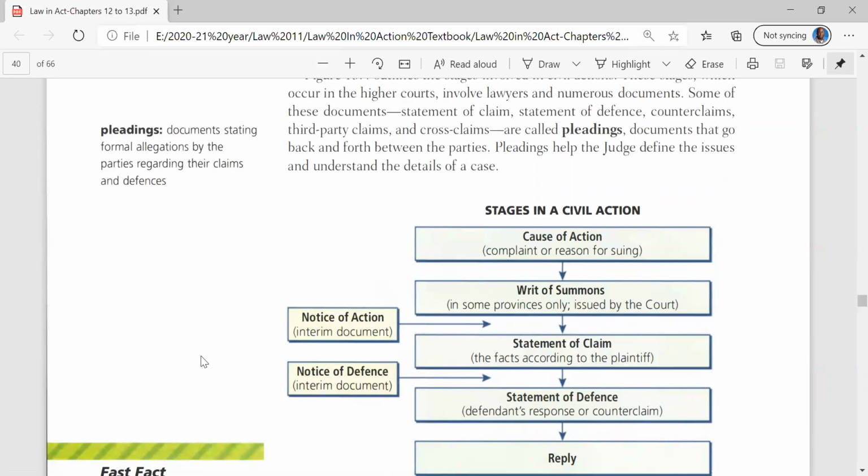After I make a writ of action, which lets Thomas know I'm suing him, I make a statement of claim, which is a document telling what I think happened. Then after I make a statement of claim, Thomas can make a statement of counterclaim. He can say, well, that's interesting, here's what I think happened.